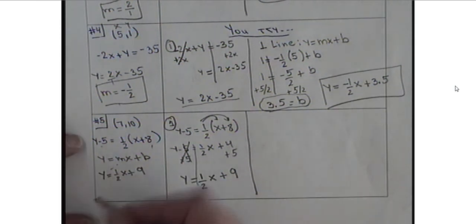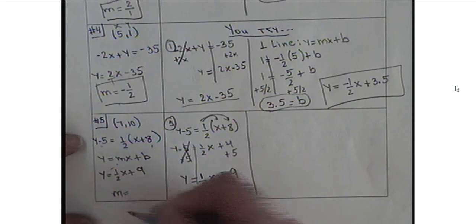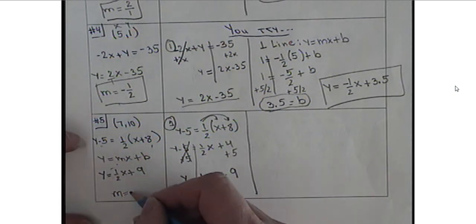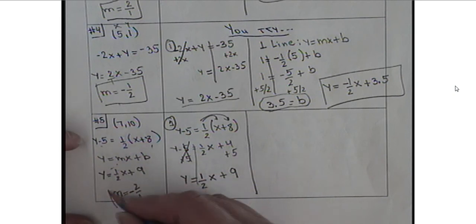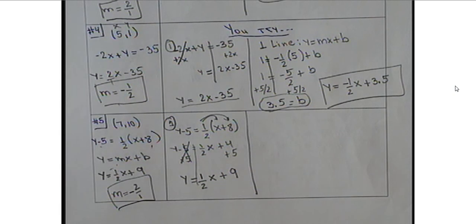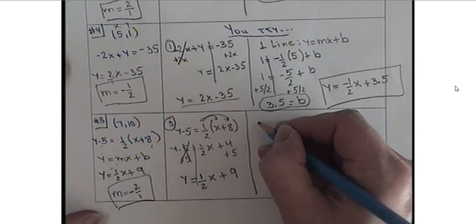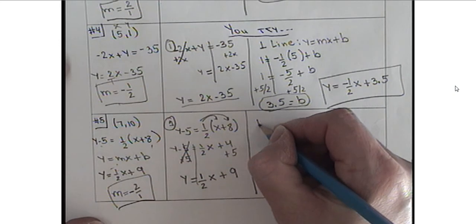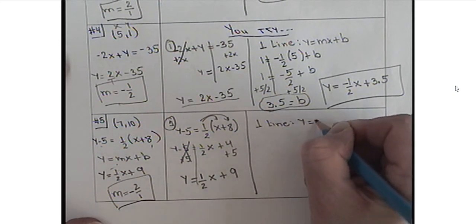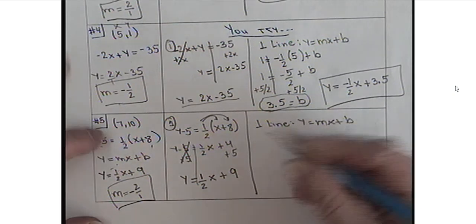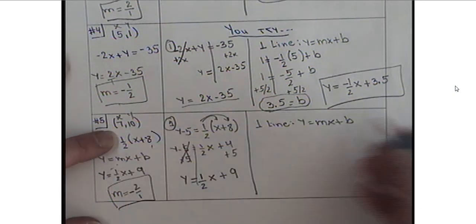From this equation, I'm going to write the slope of the perpendicular line, which will be opposite negative sign, and we flip those two numbers, negative 2 over 1. This is my perpendicular line slope. So next step for perpendicular line, y equals mx plus b. We're going to use x and y coordinates of the point.